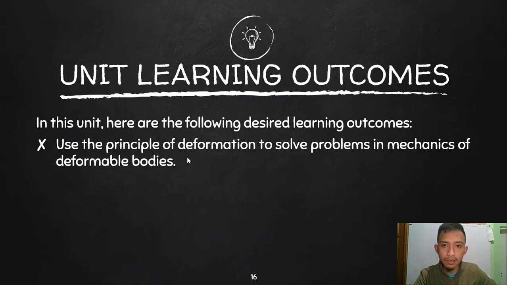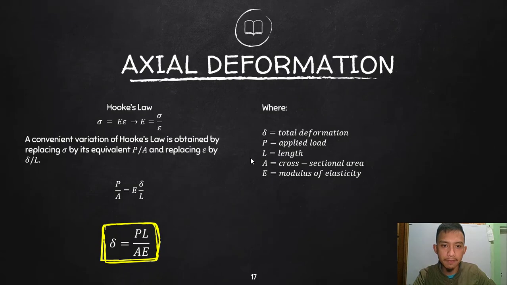So this is the unit learning outcome for Unit 3 and 4. Use the principle of deformation to solve for problems in mechanics of deformable bodies. So we will now apply the relationships that we discussed in the previous Unit 1 and 2: stress and then strain.